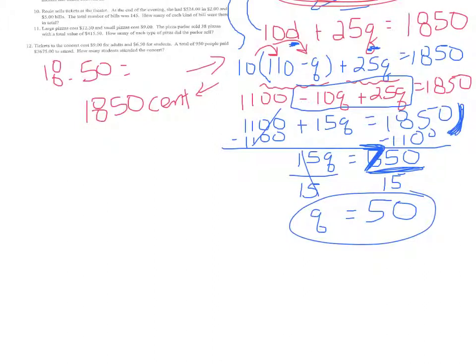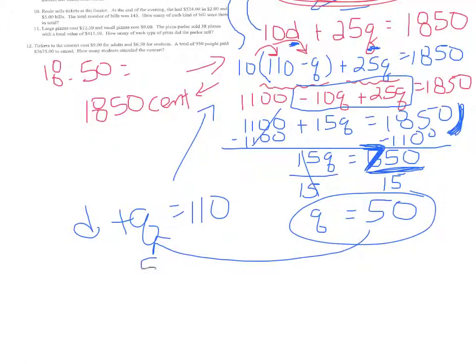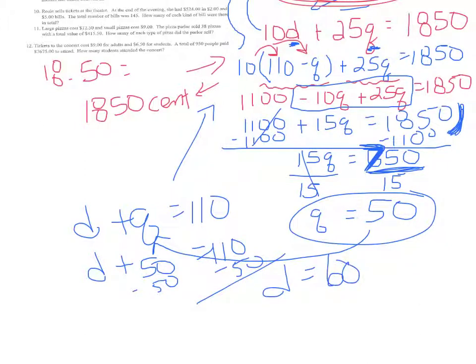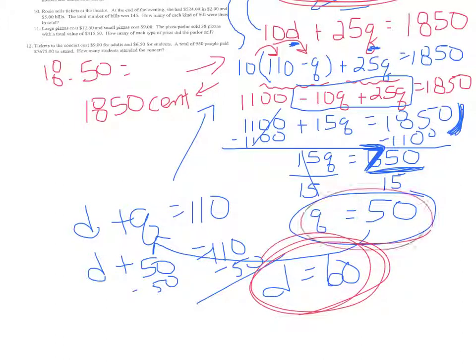The question wants to know how many quarters and dimes you have. I can go back up to my original statement of dimes plus quarters equal 110, which we had way up there. Put 50 in there to realize that D equals 110 minus 50, which is 60. So I have 60 dimes and 50 quarters.